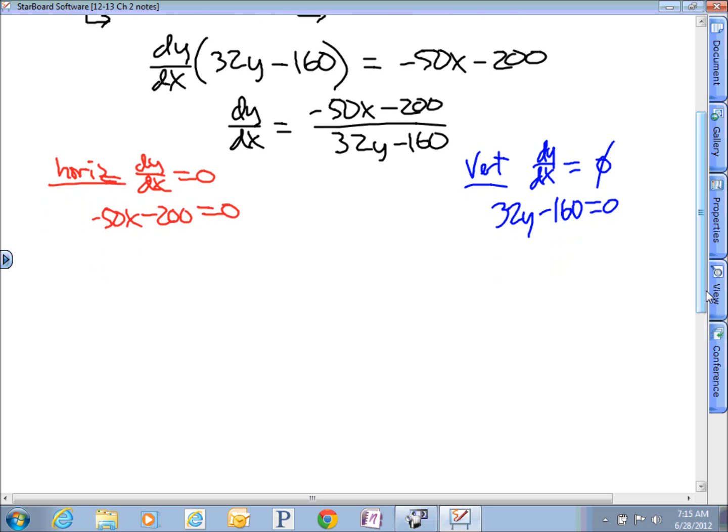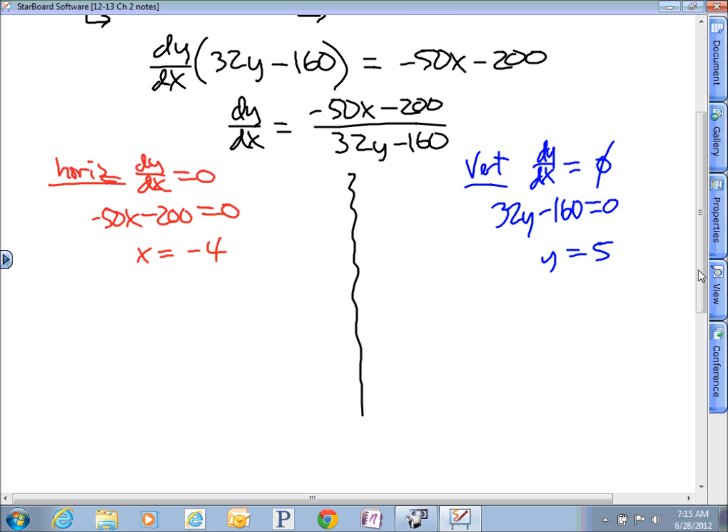So that's the case. Now what we've got to do is a little quick algebra. So the red function, add 200, divide by 50, so x is going to be negative 4. And the blue function, add 160, divide by 32, y equals 5. So now the thing I want to caution everybody against is there is absolutely positively nothing going on at the point negative 4, comma 5. They are not related. They are totally and completely separate. So we got to think about them that way.